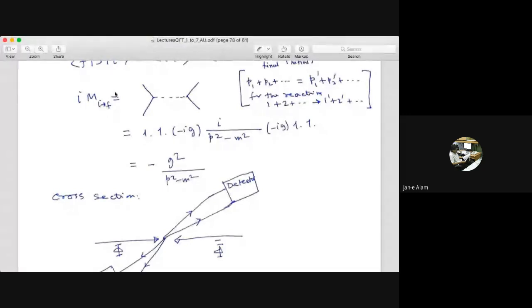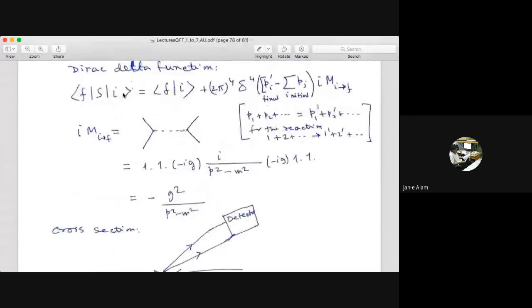So please see that I have drawn the Feynman diagrams and told you what is the value of the diagram. This is the value of the amplitude. I want to calculate the cross section. So this is the definition of the cross section.